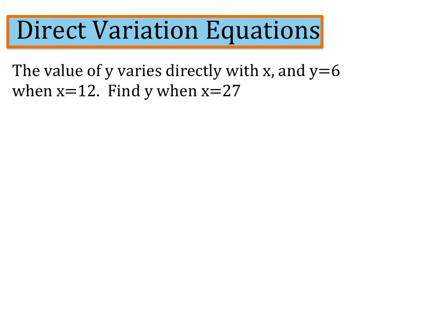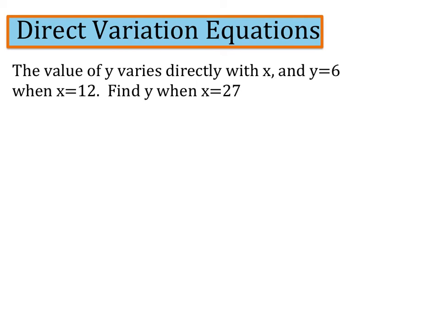So let's look at an example where we have to find a value of y given a value of x in the context of a direct variation equation that we know is happening. So here in this problem, the value of y varies directly with x. So we already know this is a direct variation problem. And we know that when y equals 6, x equals 12. So we are finding the value of y within that same direct variation. So we know that the constant of variation is going to be the same.